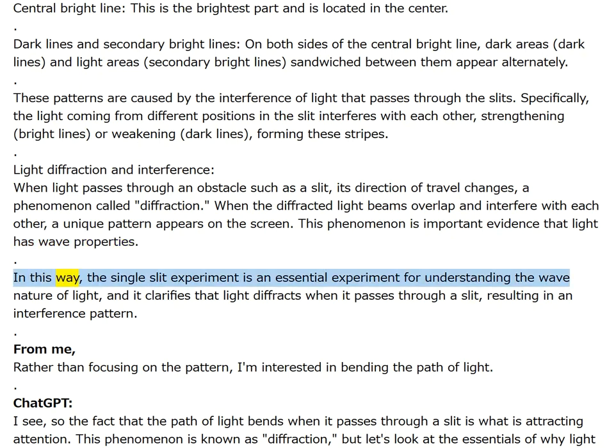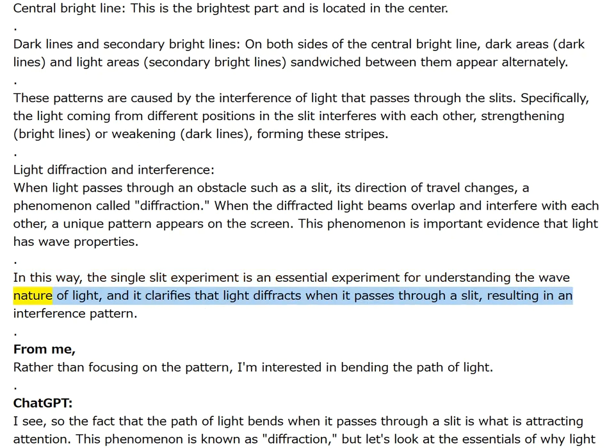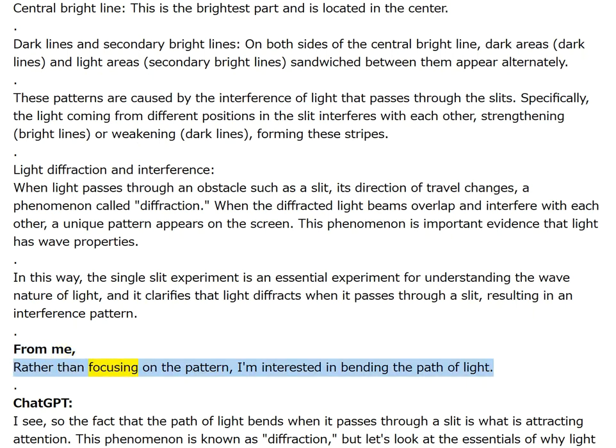In this way, the single-slit experiment is an essential experiment for understanding the wave nature of light, and it clarifies that light diffracts when it passes through a slit, resulting in an interference pattern. For me, rather than focusing on the pattern, I'm interested in bending the path of light.